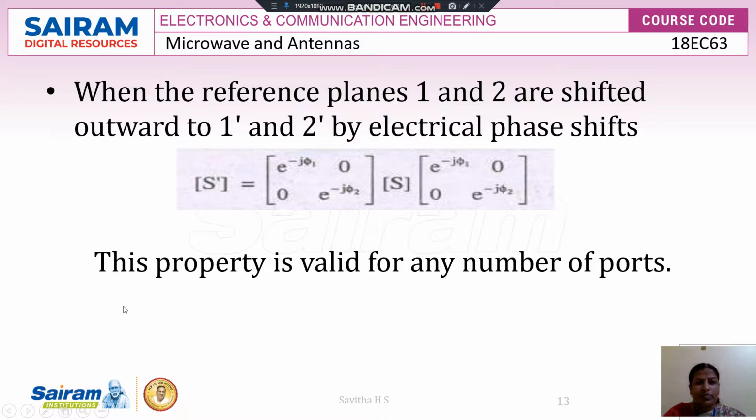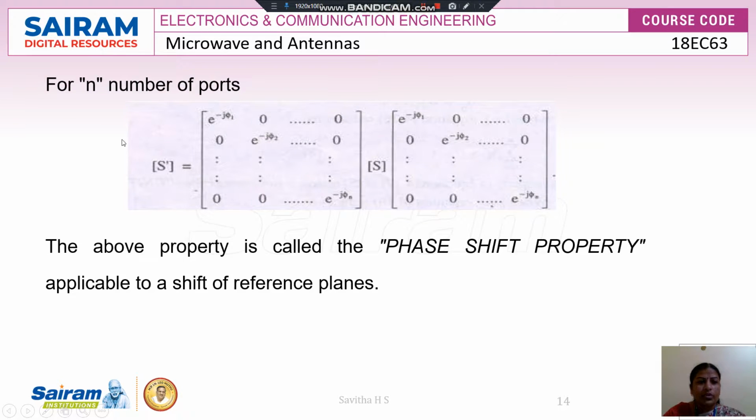This property is valid for any number of ports. So if we consider n number of ports, only the diagonal elements will get values. Why are we getting only the diagonal elements? Because we are shifting only 1 to 1 dash and 2 to 2 dash. We are not shifting 2 to 1 or 1 to 2.